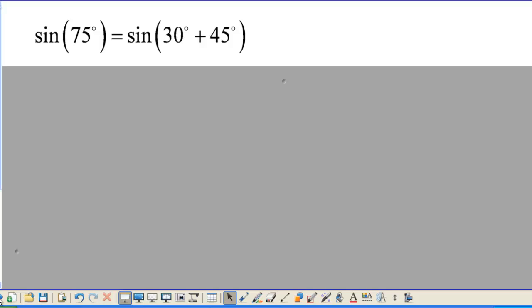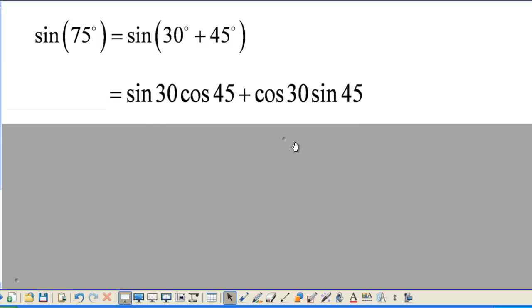So I say to myself, if I'm doing a sum and difference of sine, I would do sine, cosine, cosine, sine. All right, so I would write down sine, cosine, cosine, sine. Then the angles alternate. 30, 45, 30, 45. If you had written 45 plus 30, that absolutely works, and then you would have written sine of 45, cosine 30, cosine 45, sine 30.